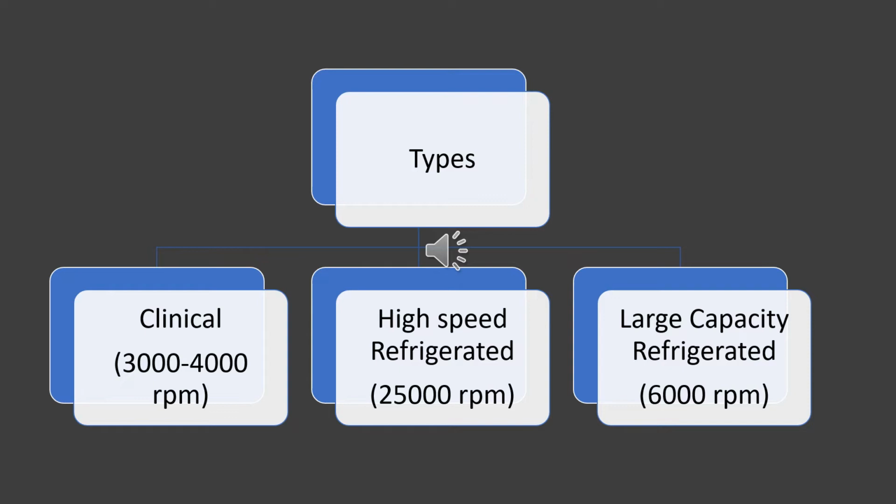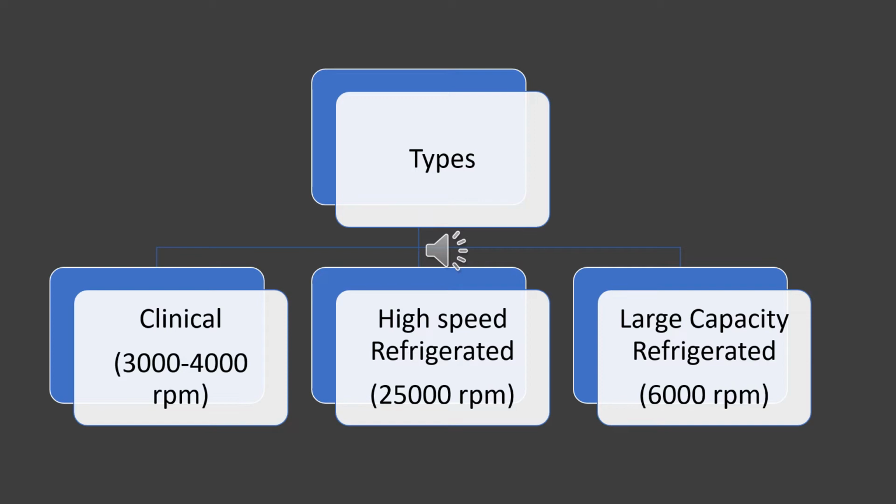Now we are going to talk about the high-speed refrigerated centrifuge. They rotate up to 25,000 rpm. They have interchangeable swinging bucket with fixed angle rotors. It is used to separate microorganisms, cell organelles, and protein precipitates. They cannot separate nucleic acids.